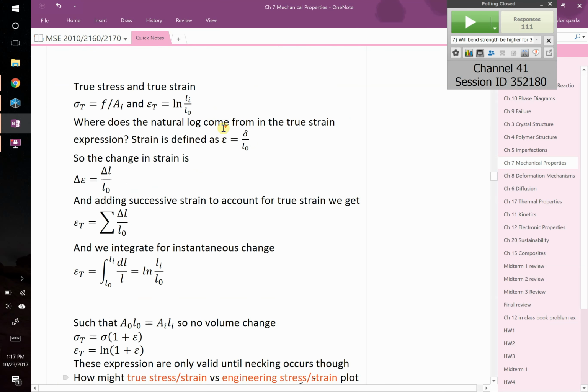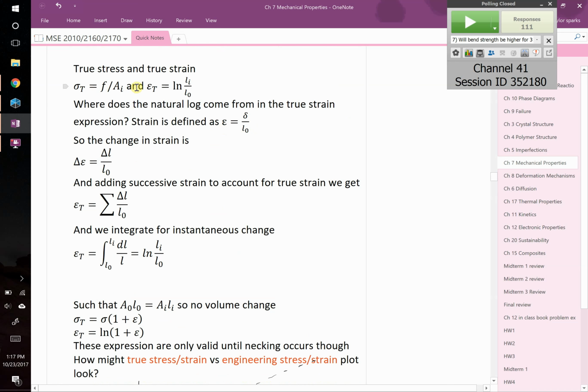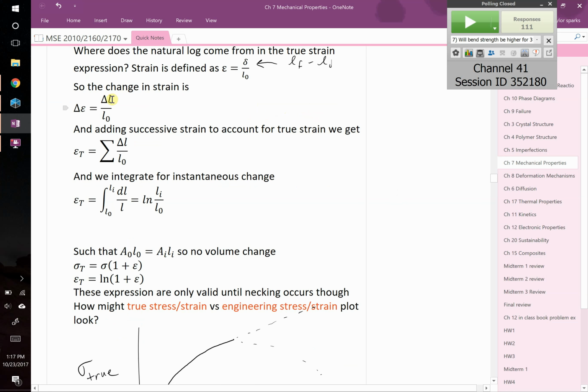So where does this come from? True stress versus true strain. I think this is kind of interesting. Again, it's force over area, and the true strain is the natural log of the instantaneous length over L naught. So where do those terms come from? Strain is the change in length, delta L, so that's just L final minus L initial, over L naught. We can write the change in strain as delta L over L naught. And if you take instantaneous, you could actually take the summation. You could sum up every tiny part of this, right? Anytime that you see a sum, in engineering we know we're going to take the integral. So you're going to take the integral of dL over L, and that's where this natural log of L over L naught comes from.